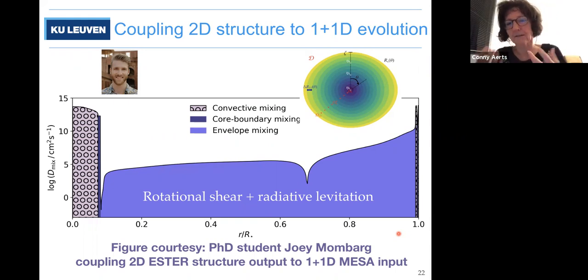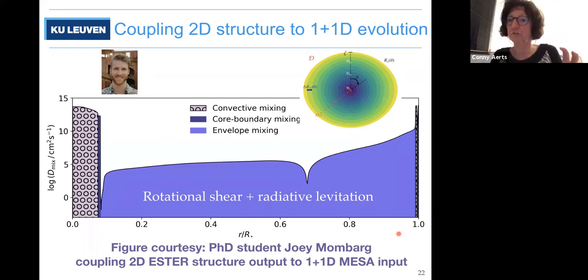And this is maybe a bit of a surprise, but F stars do live long, and the settling and the radiative levitation, they do accumulate. So what Joey has been doing, thanks to the help of Aaron Dotter, who was formerly attached to your university, and who is a MESA expert, is encode a faster way to do radiative levitation and to translate the rotational shear profile that comes from an ESTER 2D structure model and plug it into MESA, because ESTER cannot do stellar evolution.